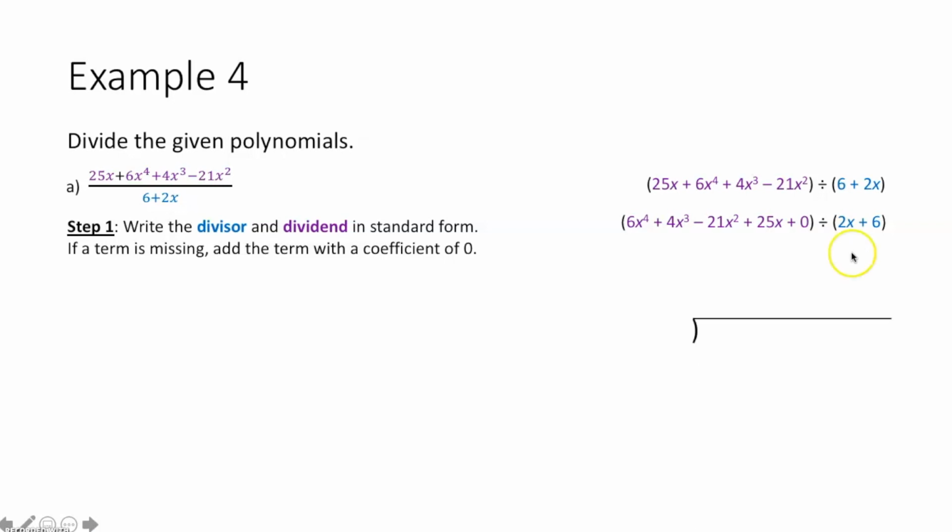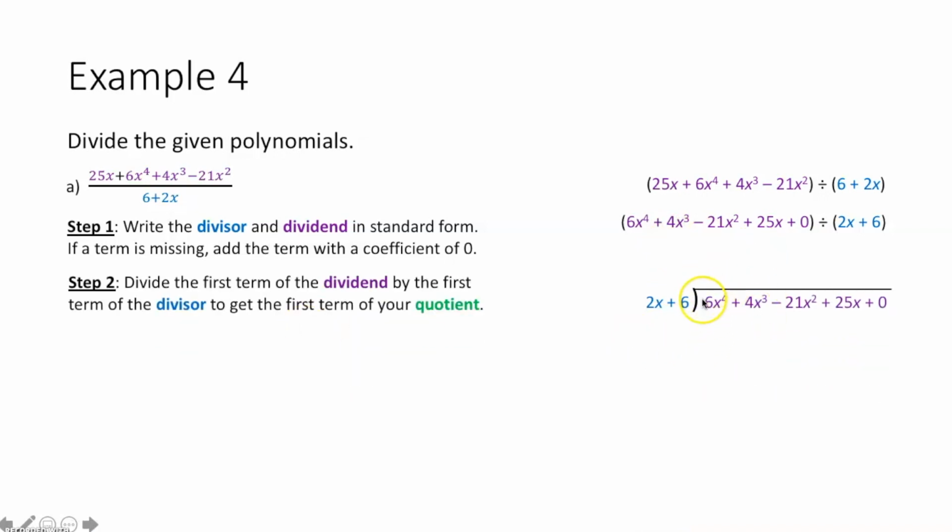All right, we're ready to go. So we put our division sign. We take that 2x plus 6, our divisor, put it out front, take our dividend, put it underneath, and we're ready to move on to step 2, which is to take the first term of our dividend, divide it by the first term of our divisor. So what's 6x to the 4th divided by 2x? That's going to be 3x to the 3rd. And since our divisor has 2 terms, we put that over our second term of our dividend right here.